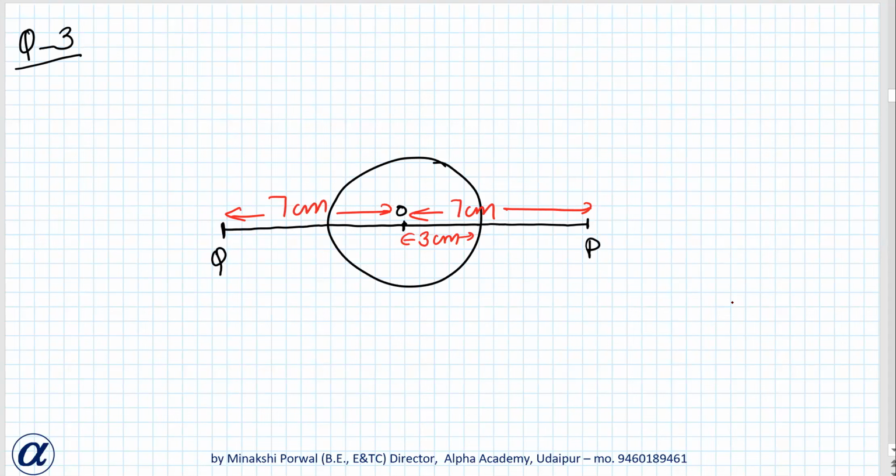Ma'am, can you explain this question from beginning? So you have to just make a circle of radius 3 centimeter. After making the circle, make its diameter. Any diameter you can make and extend that diameter such that distance from the center O to P is 7 centimeter and O to Q is also 7 centimeter.